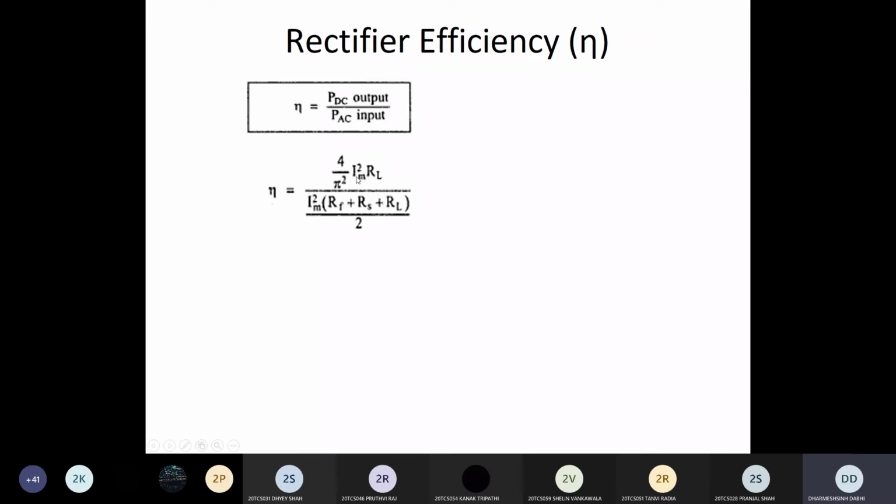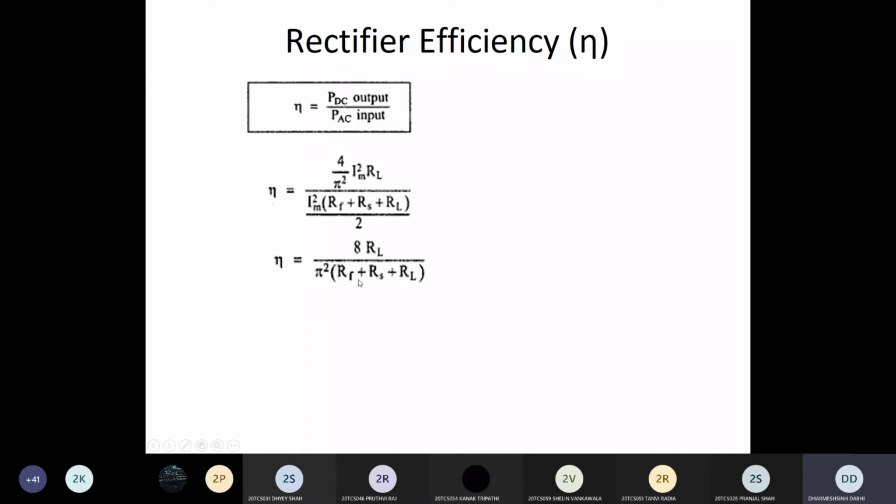PDC is 4 into Im square into RL divided by pi square, and PAC is Im square into RF plus RS plus RL divided by 2. So after simplification you get the answer 8 RL divided by pi square into RF plus RS plus RL. Clear? Again, if we assume that RF plus RS is very small or negligible as compared to RL, we consider that RF plus RS is equal to 0.